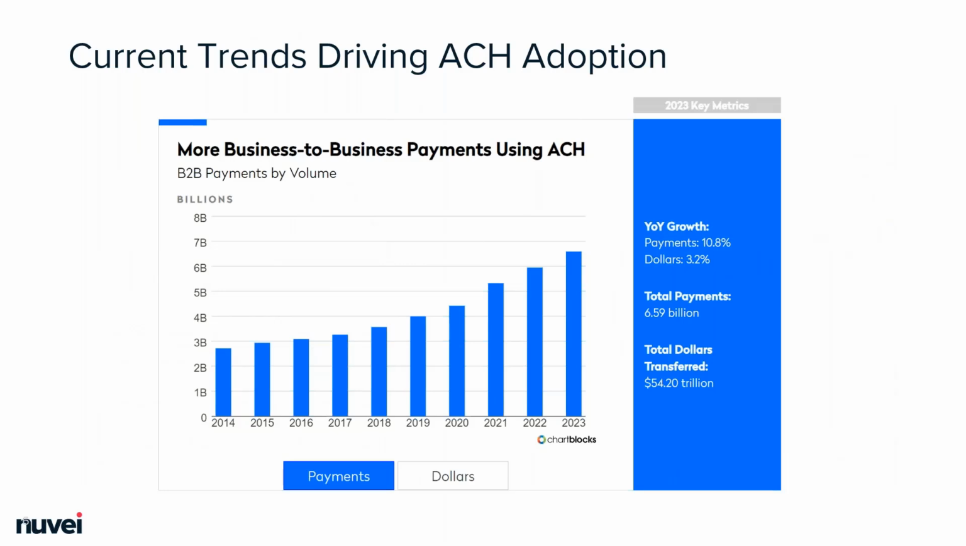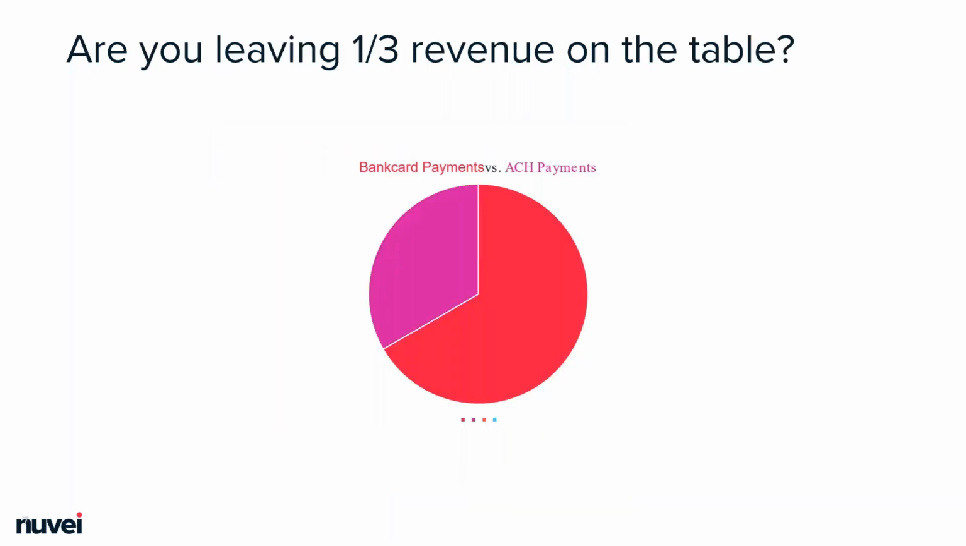But some experts estimate that 40% of all B2B payments in the US are still made via paper check, as reported in the Treasurer's Guide to AR Payments Optimization from payments.com, March 2022. You can see the upward trend. More B2B payments are using ACH. So I want to ask you, are you leaving a third of your revenue on the table by not offering ACH as an option for your customer?